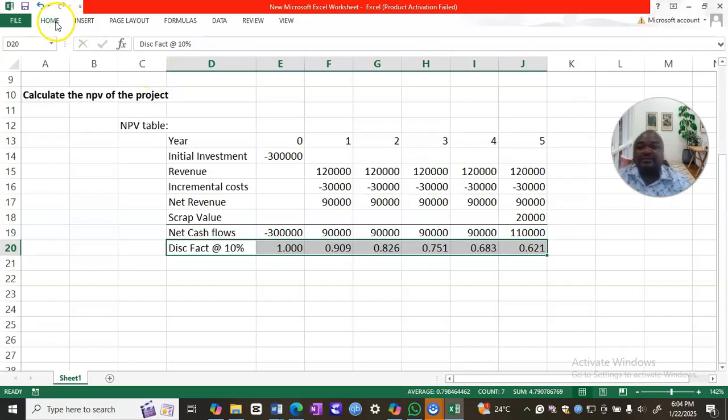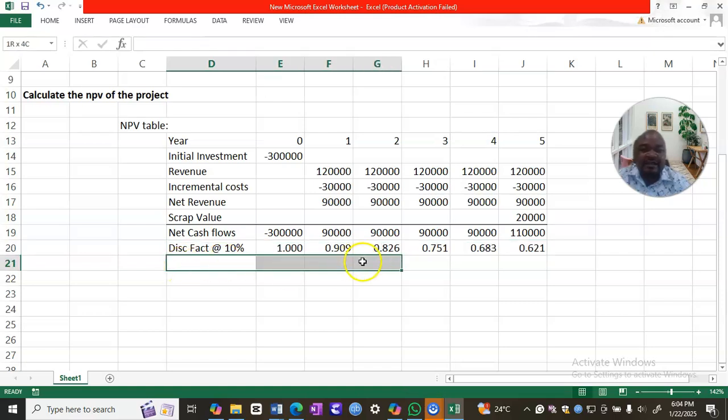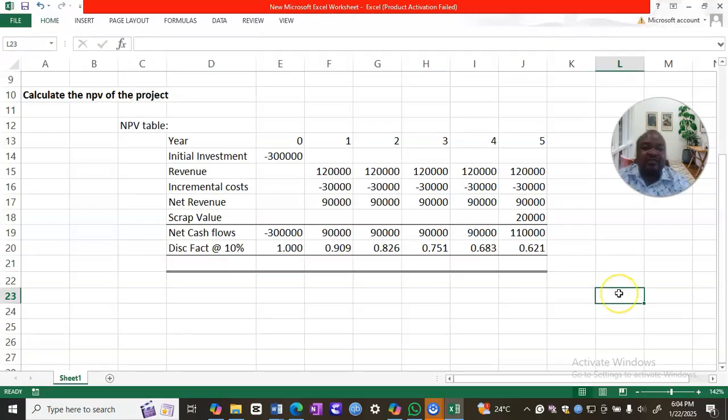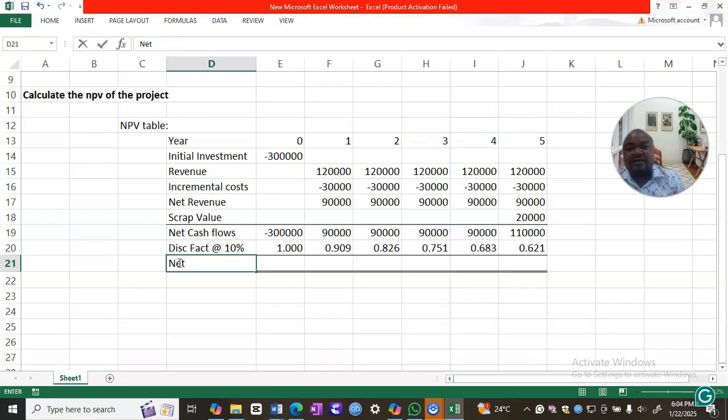I need a line there. I can use the same formatting, or I can just click here and get the lines which I need. If I come here, I just choose the line style I need, and I want a top and double bottom border. This one is going to give me the line I need. So in here, I just say net cash flows. All right, the net cash flows have been used.